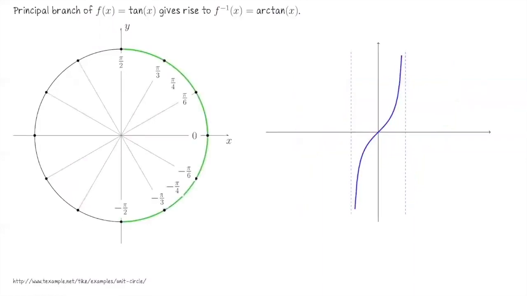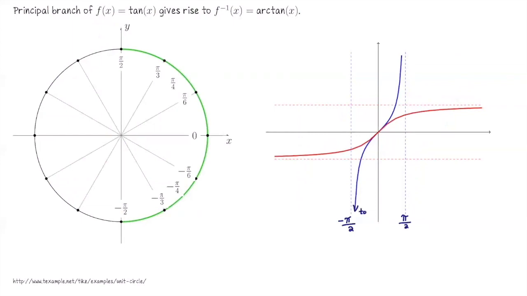On this particular branch of tangent, whose leftmost asymptote is x equals negative pi over 2, and whose rightmost asymptote is x equals pi over 2, tangent is a one-to-one function, so we can invert it. We can flip it over the line y equals x, and we get this curve which has two horizontal asymptotes. This is a graph of y equals arctangent of x.